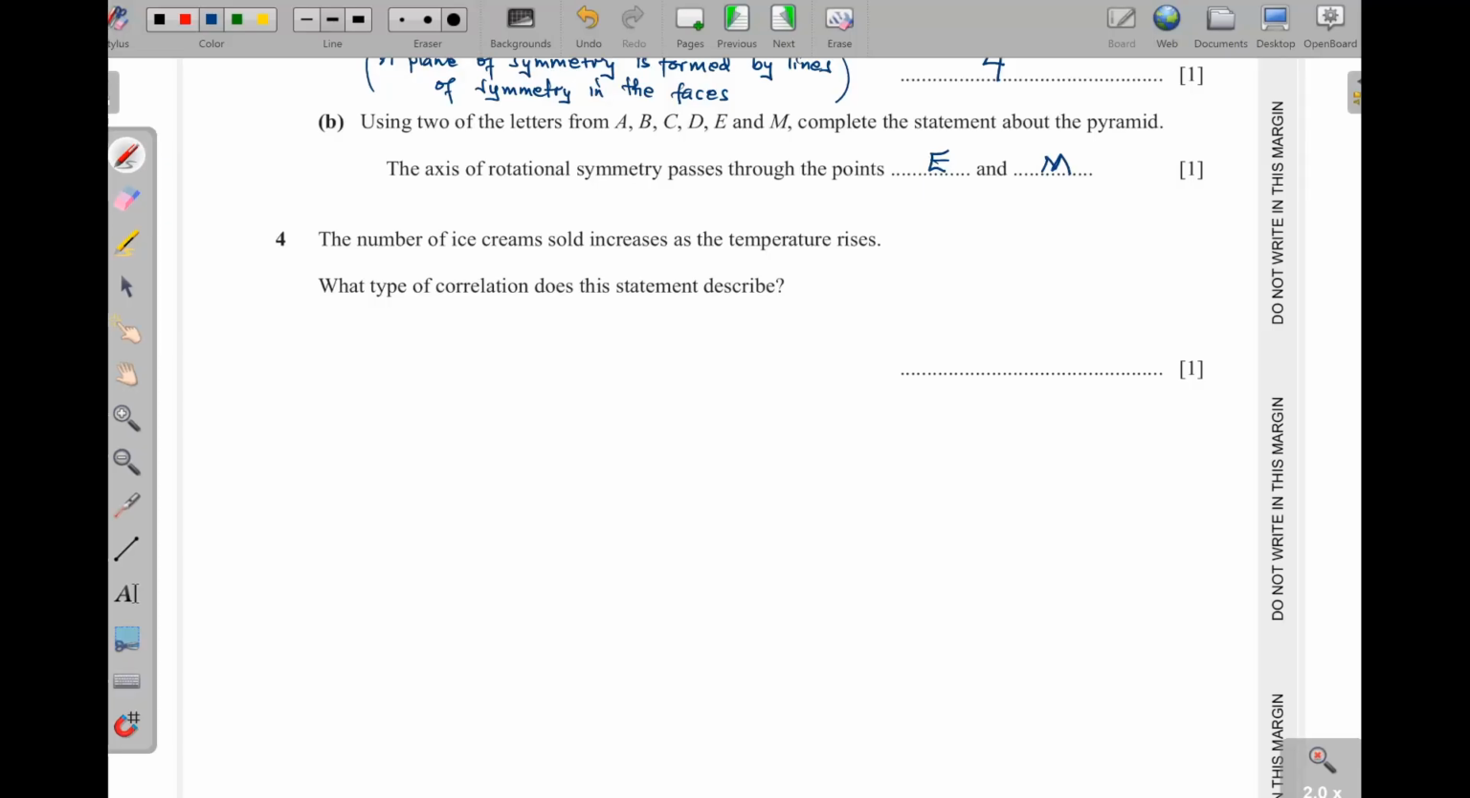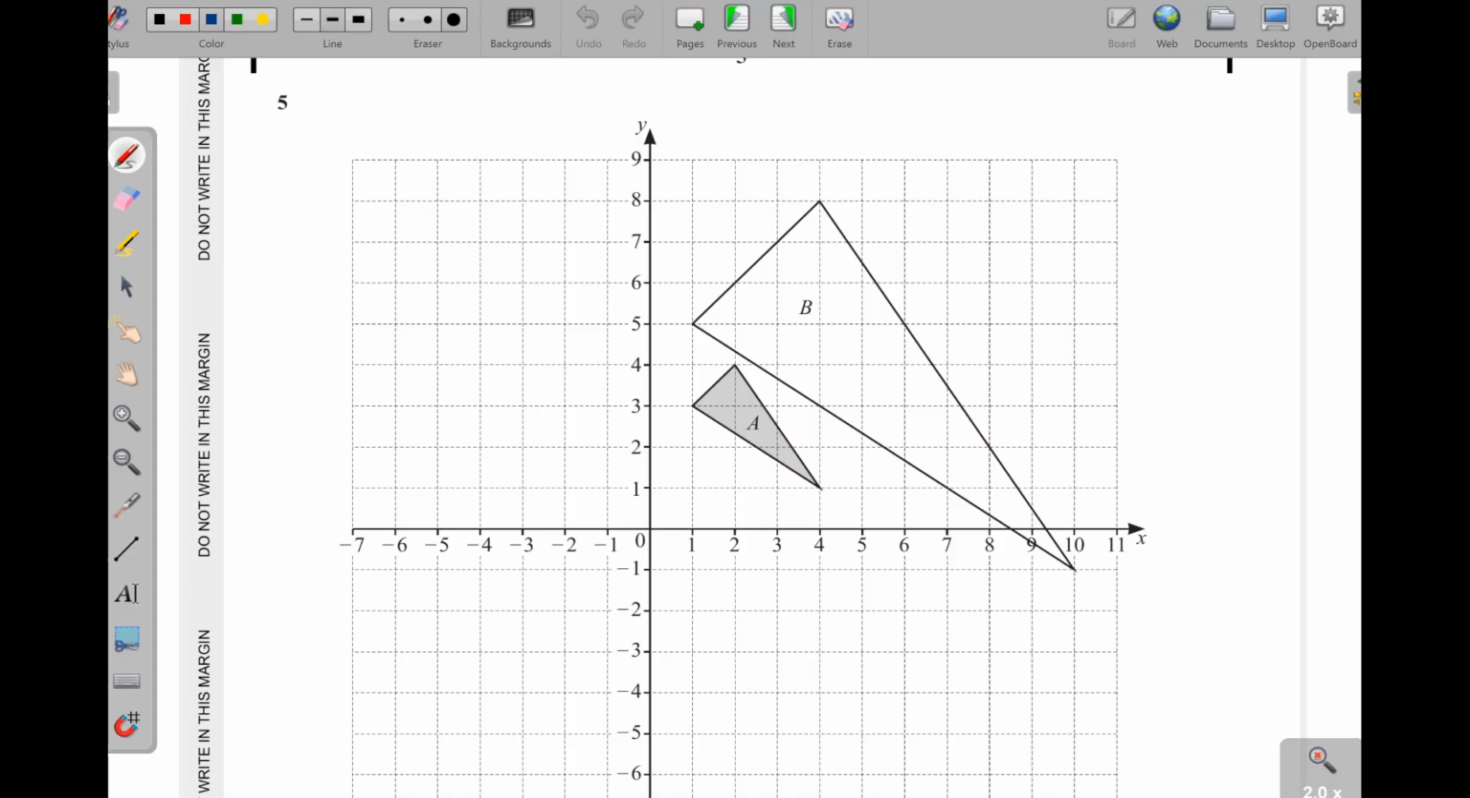Question 4. The number of ice creams sold increases as the temperature increases. What type of correlation? This is a positive one. Okay, as simple as that, positive. If one entity increases and the other one also increases, that is a positive. If one reduces yet the other one increases, that becomes what? A negative.